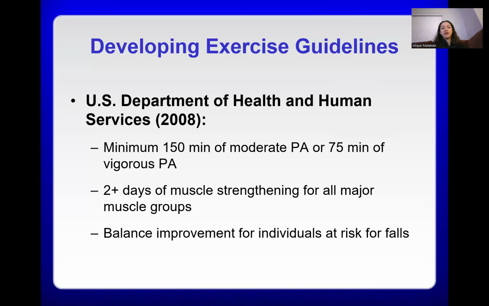All right, so how do we develop exercise guidelines? What is the history of how we're getting the guidelines that we're going to look at? The US Department of Health and Human Services conducted a search in 2008, looking at all of the different guidelines, and they determined that the most common guidelines that were out there that promoted health were the following. A minimum of 150 minutes of moderate physical activity, or alternatively, 75 minutes of vigorous physical activity. Two or more days of muscle strengthening for all major muscle groups, and then balance improvement for individuals at risk for falls.